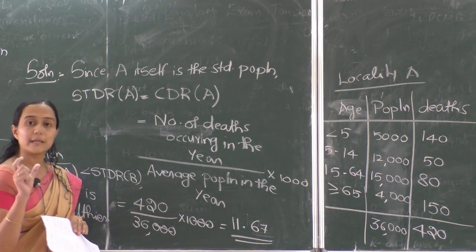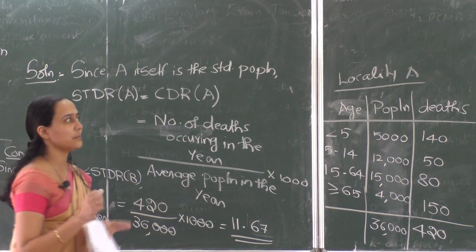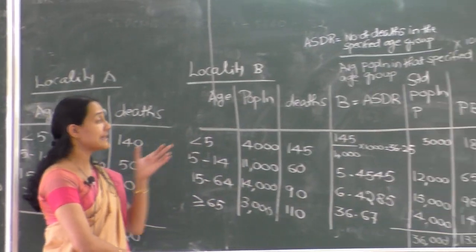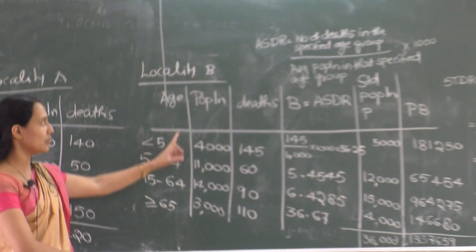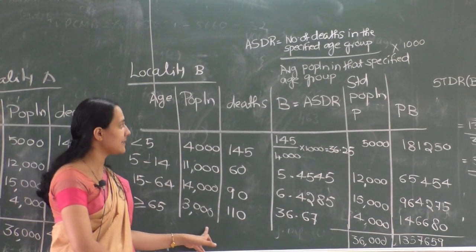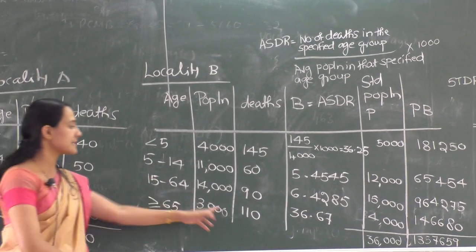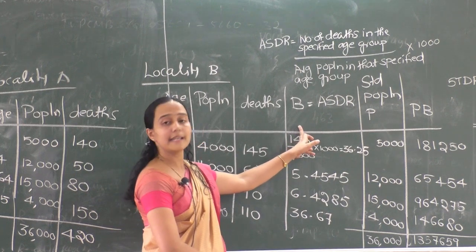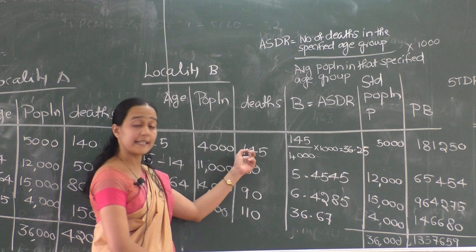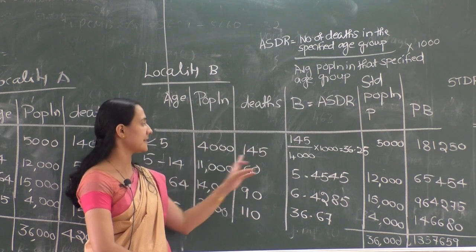Then look for computing STDR of B. ASDRs of B we have to compute. This is the same as the previous problem. Separate standard population is given, how to do. So locality B is age, population is given, deaths given, same as here what we wrote. Then ASDR of B means age specific death rate of population B, that is the number of deaths in that age group divided by average population in that age group into 1000.